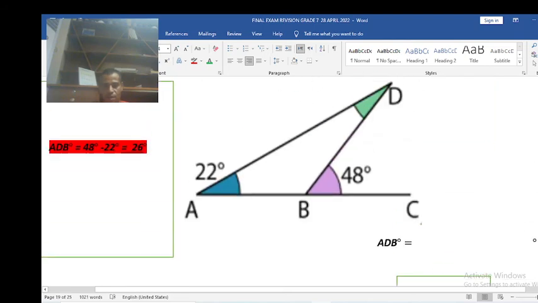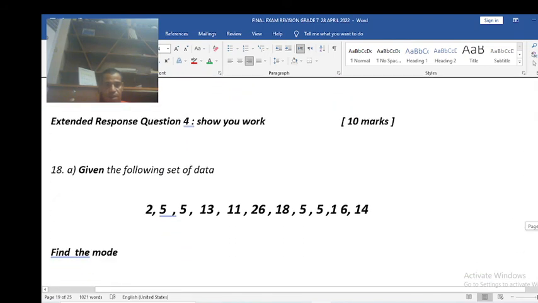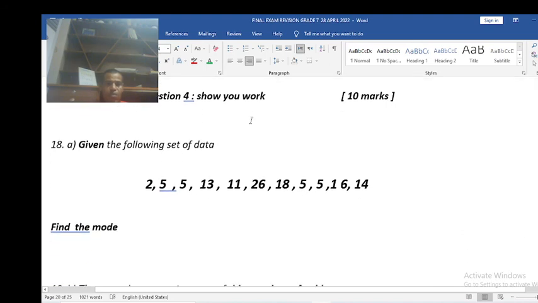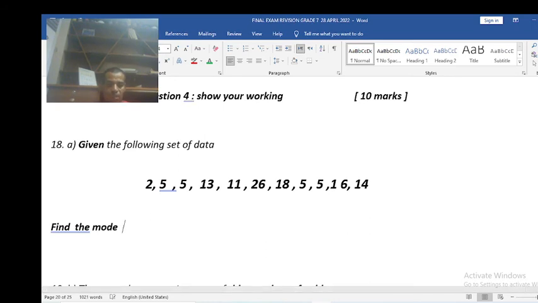Now we move to this one, learners. Okay, extended response question 4, showing your work. Now let's say we have two sub questions. Given the following set of data: 2, 5, 5, 13, 11, 26, 18, 5, 5, 16, 14. Find the mode. The mode is equal to what here?